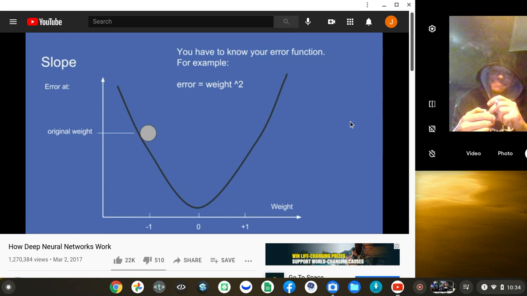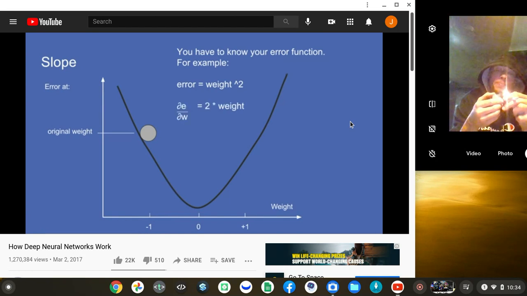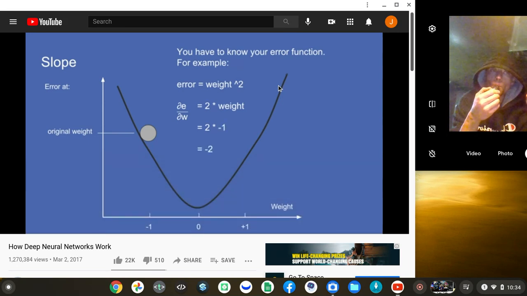Now, to do this, you have to know what your error function is. So assume we had an error function that was the weight squared. Let's start at a weight of minus 1. So the first thing we do is we take the derivative, change in error divided by change in weight, dE/dW. The derivative of weight squared is 2 times the weight. And so we plug in our weight of minus 1, and we get a slope, dE/dW, of minus 2.